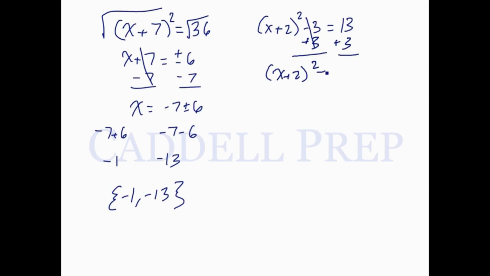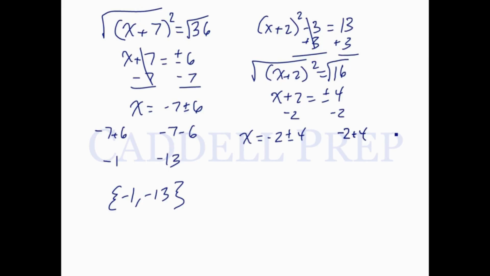X plus 2 squared equals 16. Then do the square root of both sides. So now, just like before, we have x plus 2 equals positive or negative 4. Solve for x, minus 2 minus 2. We're going to get x equals negative 2 plus or minus 4. So we'll have two answers, either negative 2 plus 4 or negative 2 minus 4. So we'll have 2 and negative 6.